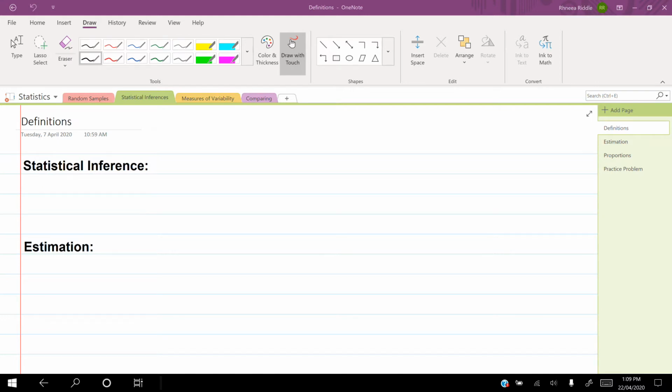So, looking at data for making assumptions of the population.